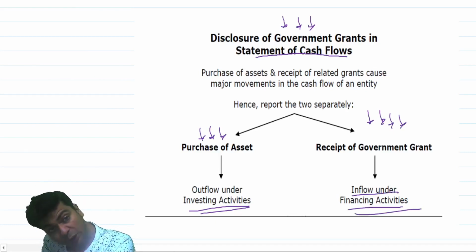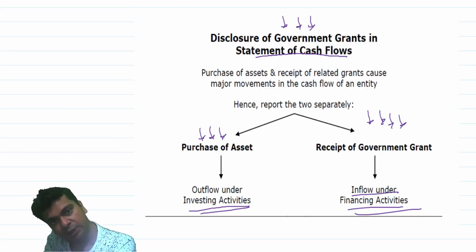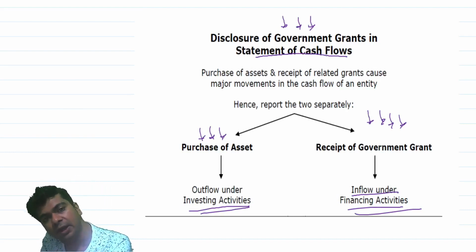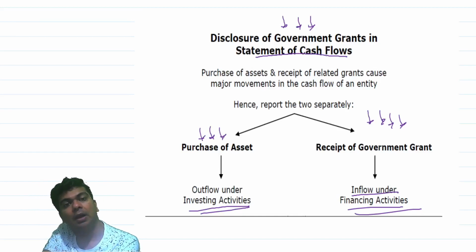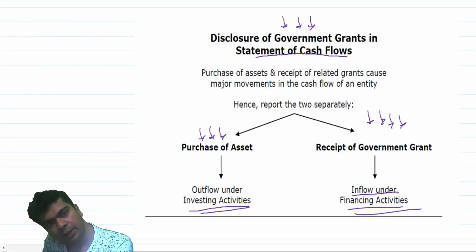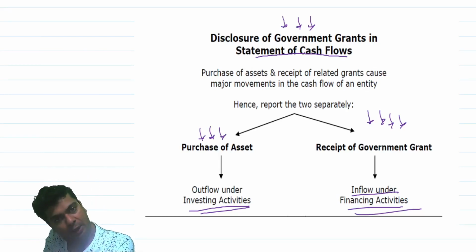And again, you have to follow this particular approach irrespective of whether you are treating the government grant as deferred income or you are treating the government grant as something that needs to be deducted from the cost of the asset. It doesn't matter. What is your treatment in the P&L and balance sheet does not matter. You have to take a pure cash flow angle over here.